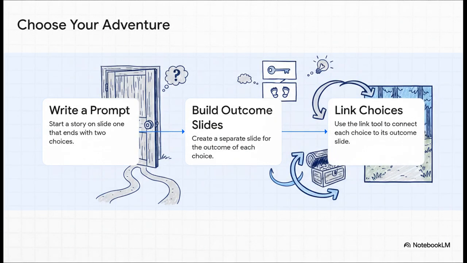Activity number 2 is even more fun, a choose-your-own adventure story. So on slide 1, you write a little story prompt that ends with a choice, like, do you open the creaky door or do you run down the hallway? Each of those choices is a text box that you then link to a different slide. So if they click open the door, it zaps them to slide 2. If they click run, it zaps them to slide 5. You're building a story with branches, and it's fantastic for critical thinking.